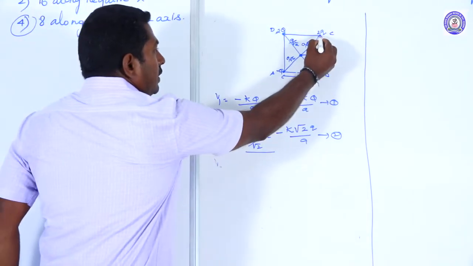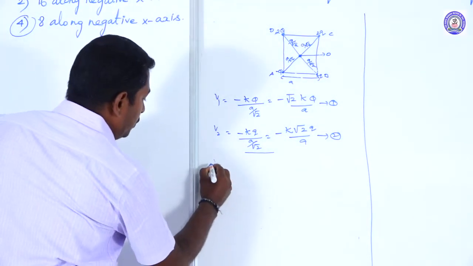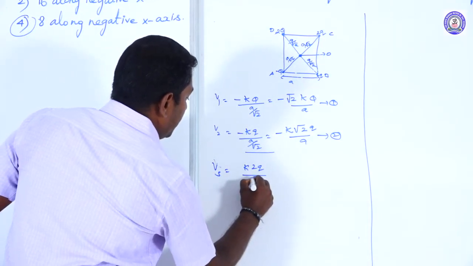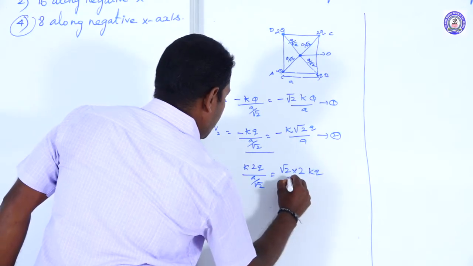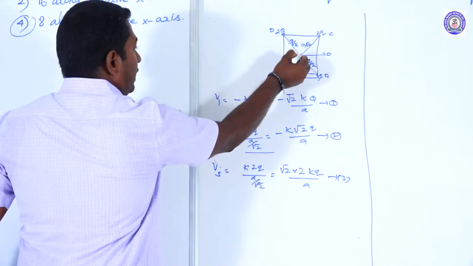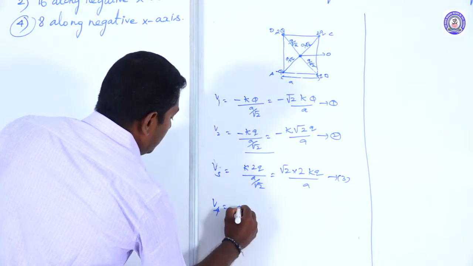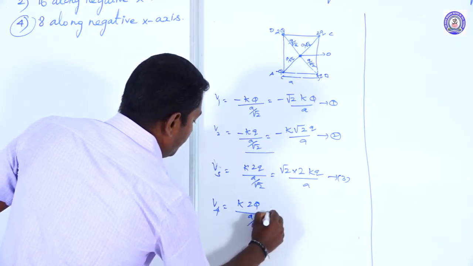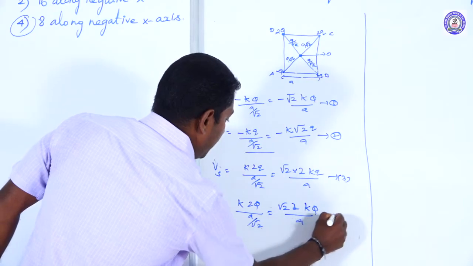Next, the third charge, 2q charge, produces electric potential at the center of the square at a distance a divided by root 2: V3 is equal to k 2q divided by a divided by root 2, which is equal to root 2 into 2 kq divided by a. Equation number 3. Then the capital 2q charge produces electric potential at the same point at a distance a divided by root 2: V4 is equal to k 2q divided by a divided by root 2, which is equal to root 2 into 2 kq divided by a. Equation number 4.